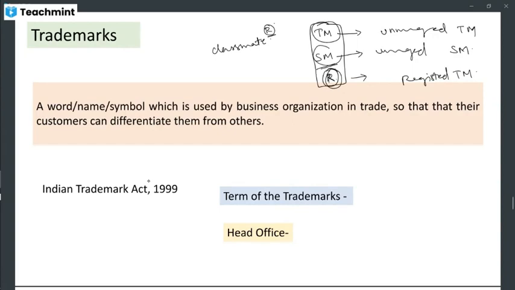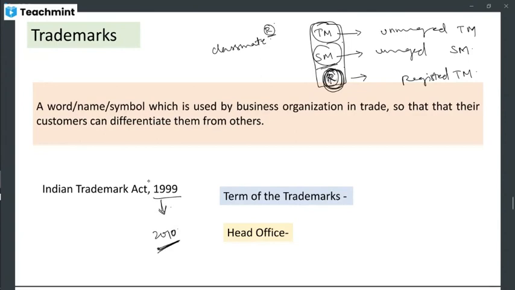So TM, SM, and R with a circle, this is your trademark. In India, we follow the Indian Trademark Act of 1999, and this was also amended in 2010. So remember this: the act was passed in 1999, and we are following this act, but in between, in 2010, the act got some amendments.